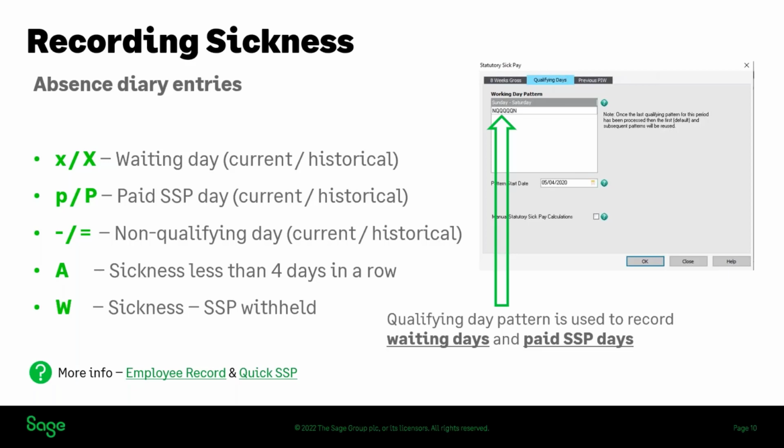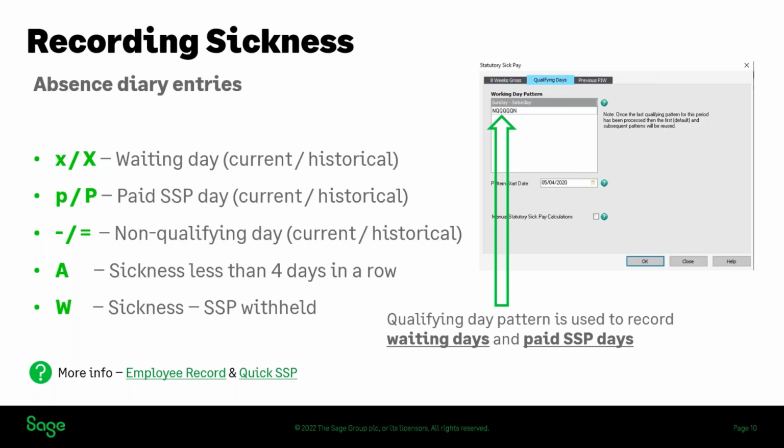And those are for any non-qualifying days. The A is for any sickness less than 4 days in a row. So if you see any red A's on that absence diary, it is likely due to them being less than 4 days in a row. I'll show you how that works in the demo, but you'll see that tends to relate when it comes to a linked period of sickness. And then finally, you have a W, which is where the SSP has been withheld for sickness, and that could be due to a lack of a sick note, for example. So you're waiting for the employee to provide you with evidence so you can withhold the sickness for that as well.